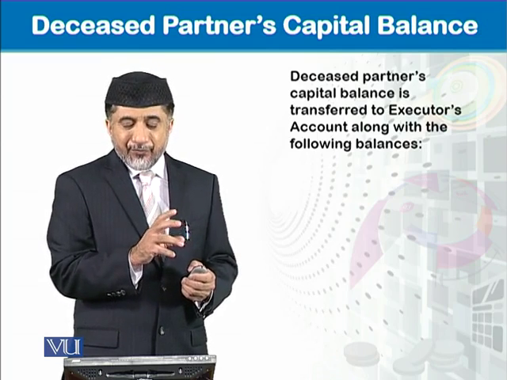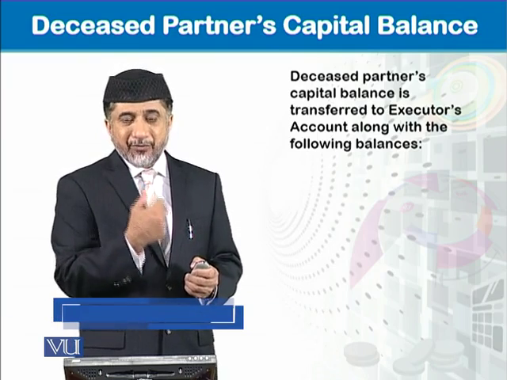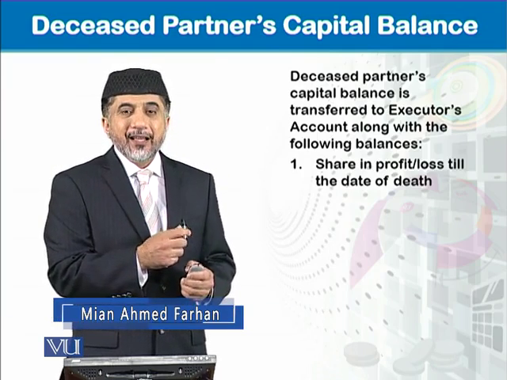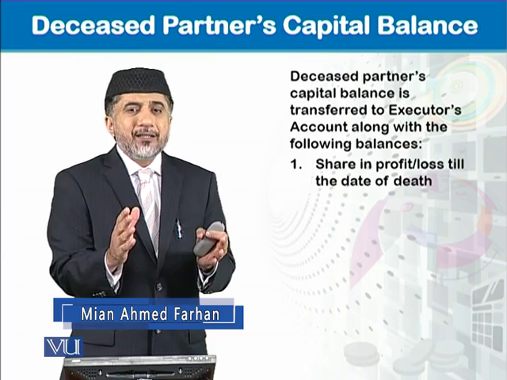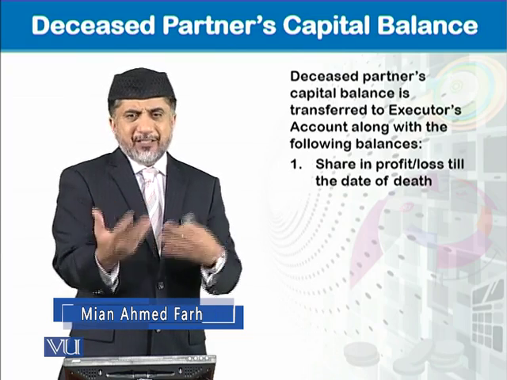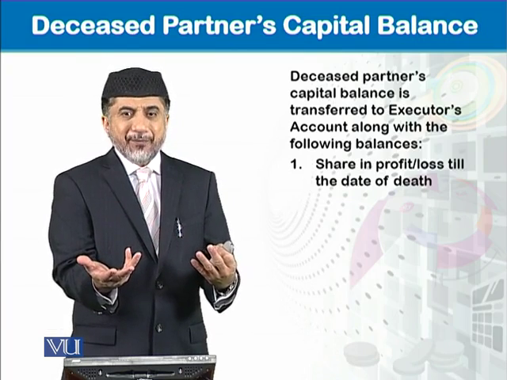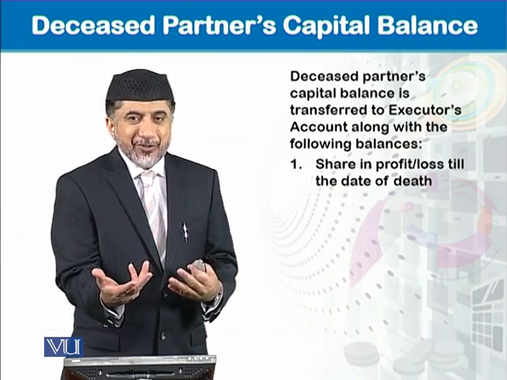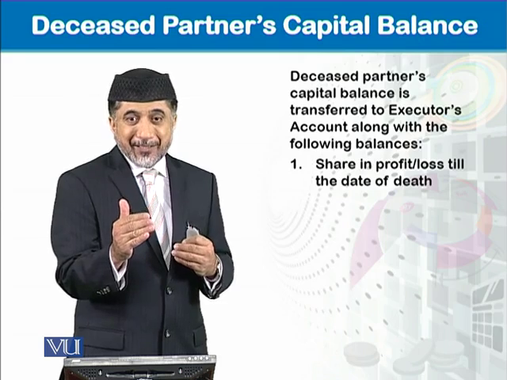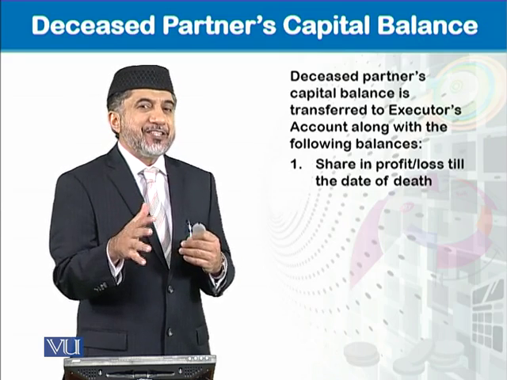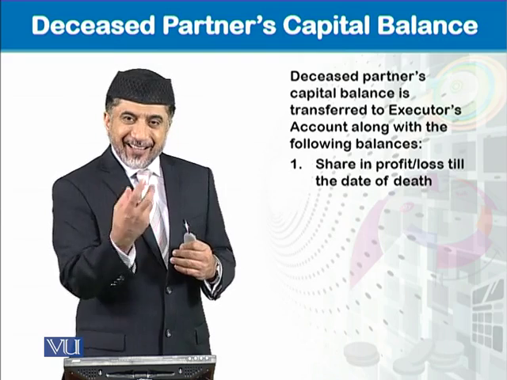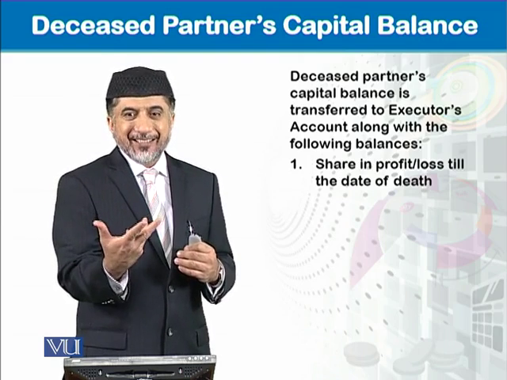And then a few more effects will be given. For example, death can happen anytime. That partner can die anytime. So death will not wait till the close of the period. It is not that the accounting year will close and then the angel will come and the person will die.